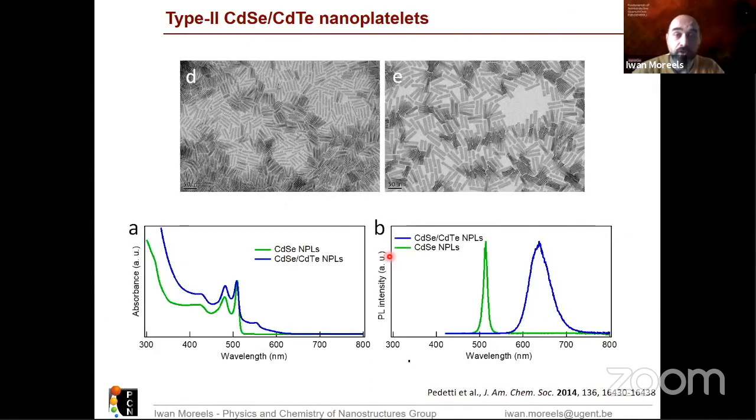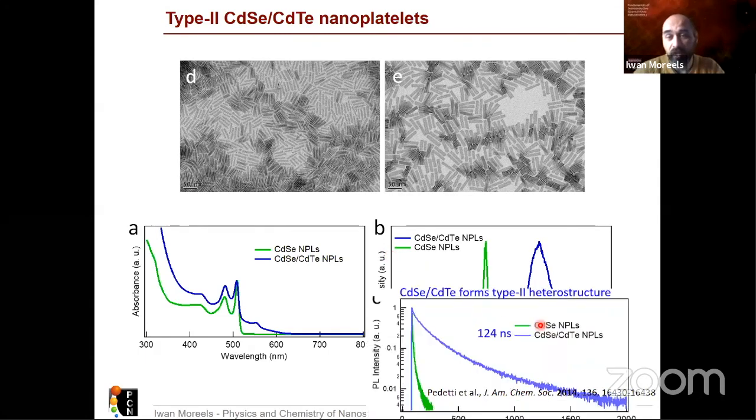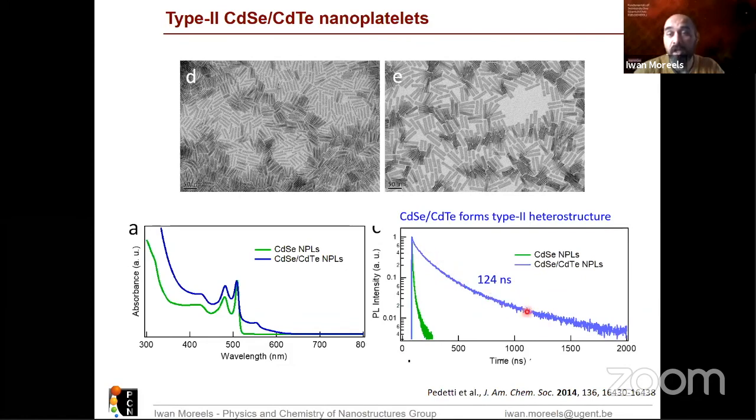On the other hand, you can also grow cadmium telluride around your nanoplatelets. When you grow cadmium telluride, you see a very strong shift of the fluorescence. Also, the lifetime becomes much longer, which means the electron and hole are separated because the electron-hole overlap is reduced. This is a prime example, or piece of evidence, for a type 2 heterostructure.